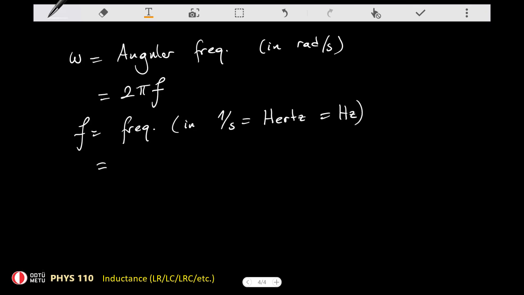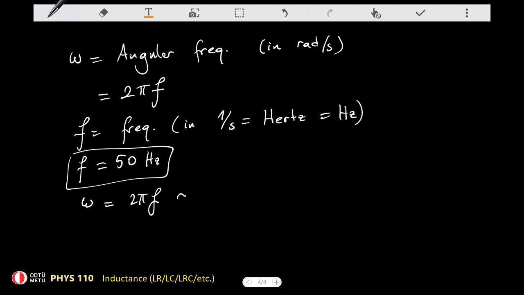So in our circuits that we use in our homes, this frequency is 50 Hz. That's basically the standard. So that means omega, which is 2 pi f, would be about 310 radians per second or something like that. Of course this is not always entirely stable, so I'm not writing all the digits in here because not all of them would be significant. So let's just keep this in mind.